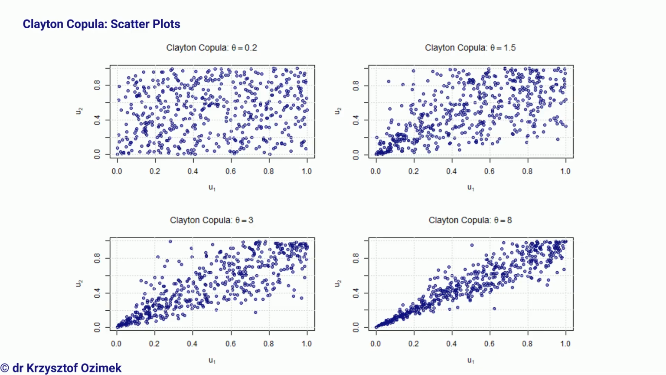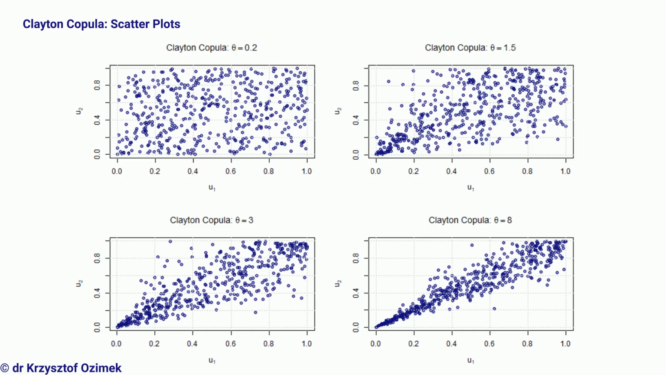extending to infinity. Looking at the scatter of points, you can see that as theta increases, the correlation between the random variables becomes stronger in the lower tails. The lower tails represent areas where the variables take on their smallest values. For instance, when theta equals 0.2, the scatter plot below shows a very loose arrangement of points. There's no significant correlation between the variables u1 and u2, or equivalently, between x1 and x2.